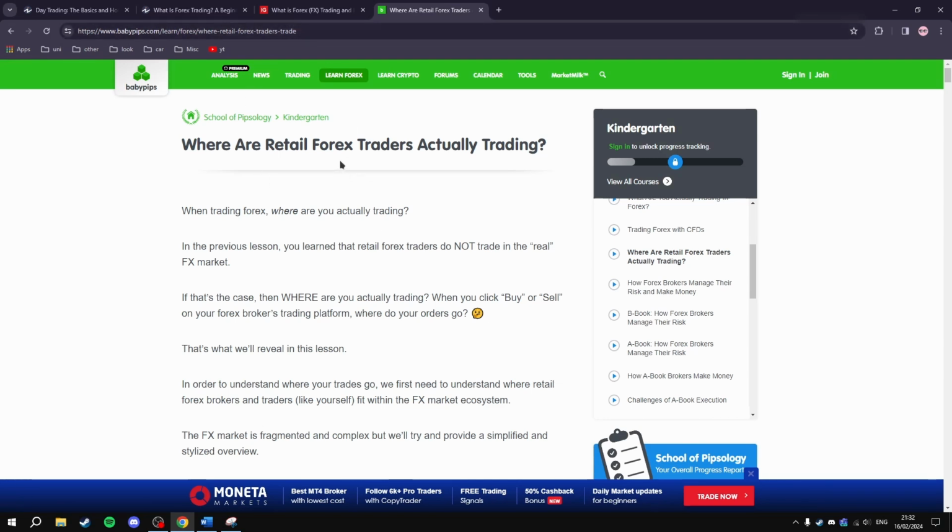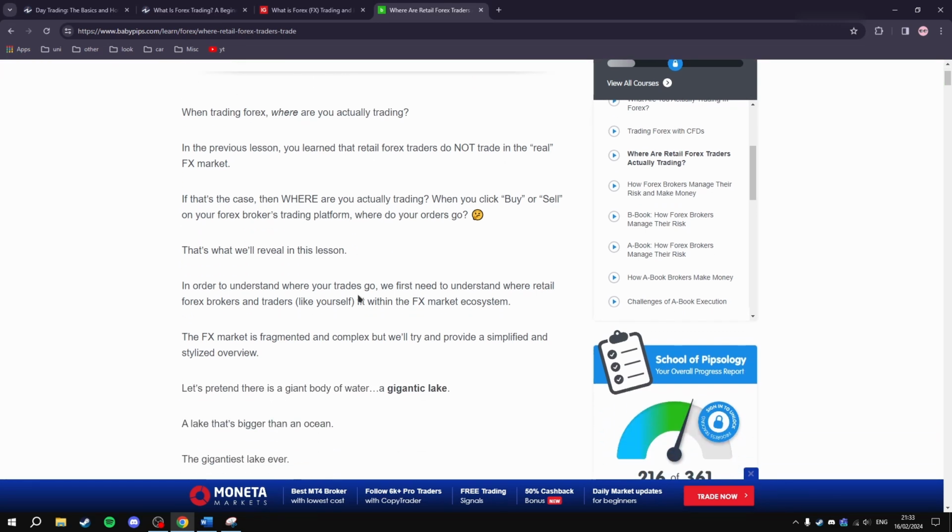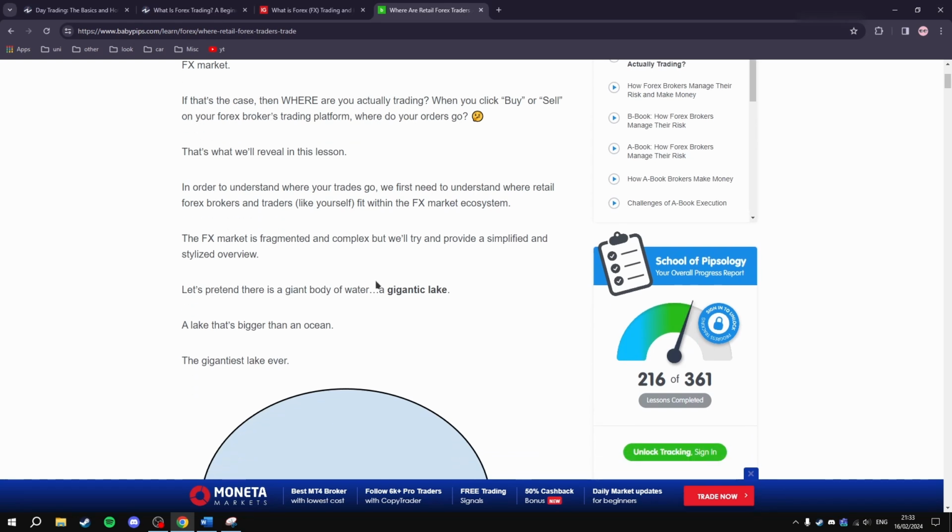Where are retail Forex traders actually trading? When trading Forex, where are you actually trading? In the previous lesson, you learned that retail Forex traders do not trade in the real FX markets. If that's the case, then where are you actually trading? When you click buy or sell on your Forex broker's trading platform, where do your orders go? That's what we reveal in this lesson.